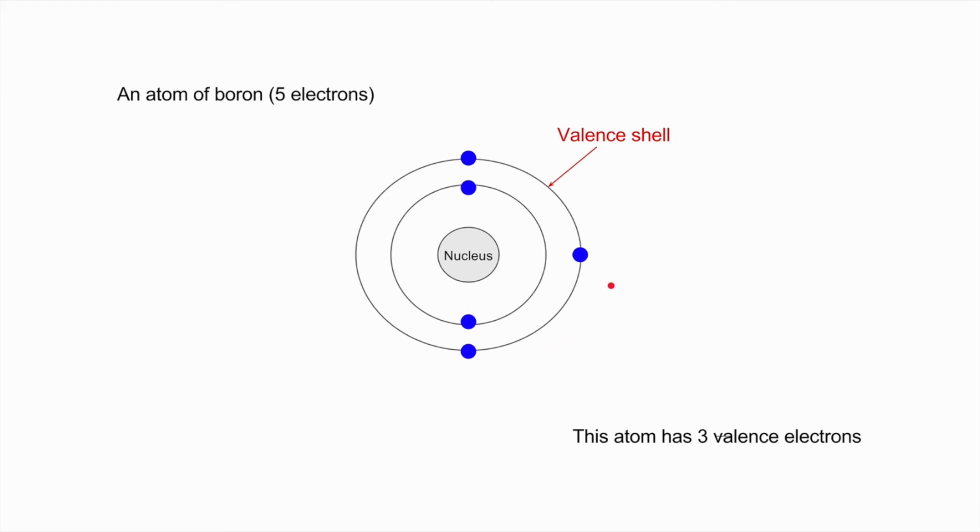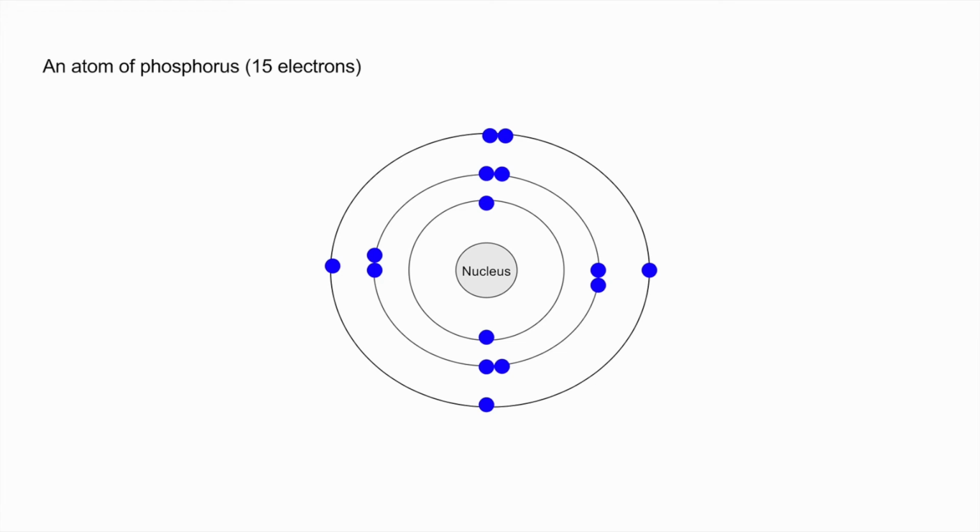Let's look at another example. Phosphorus, which has 15 electrons. We see we have 2 on the inside, the maximum of 2. This ring, which has a maximum of 8, so now we have a total of 10. We have 1, 2, 3, 4, 5, 6, 7, 8, 9, 10. That leaves 5 on this outer ring. So phosphorus has 5 valence electrons.